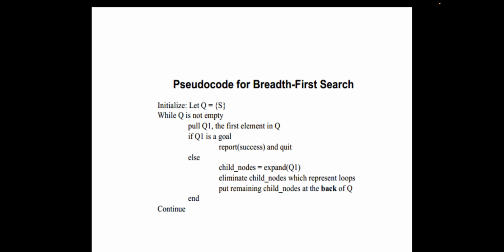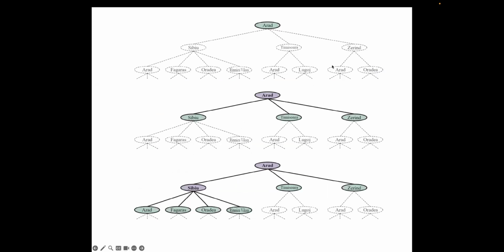What we mean here is this. We look at Arad. Is Arad the goal? No. So now we look at the children of Arad. We put them in the list, but if there was a sibling of Arad, consider the sibling before you consider the children of Arad.